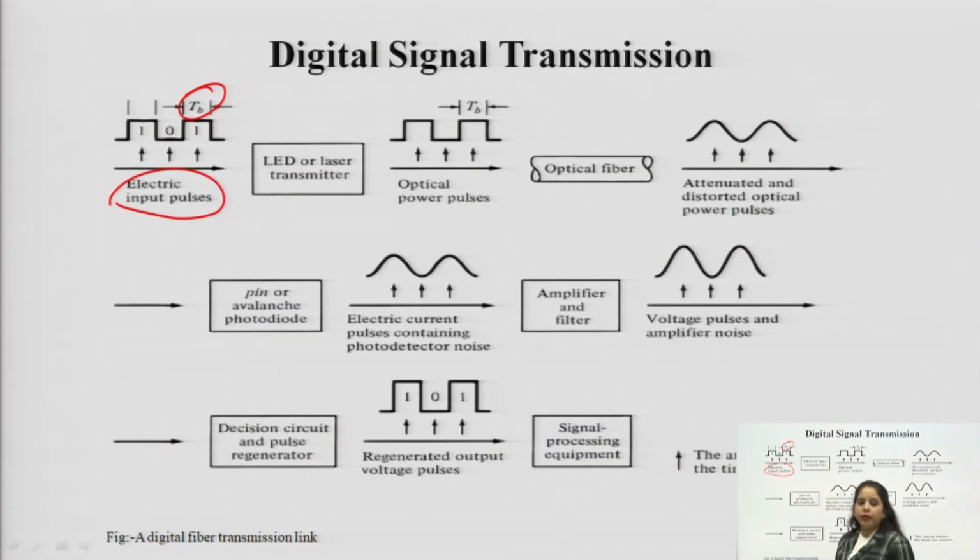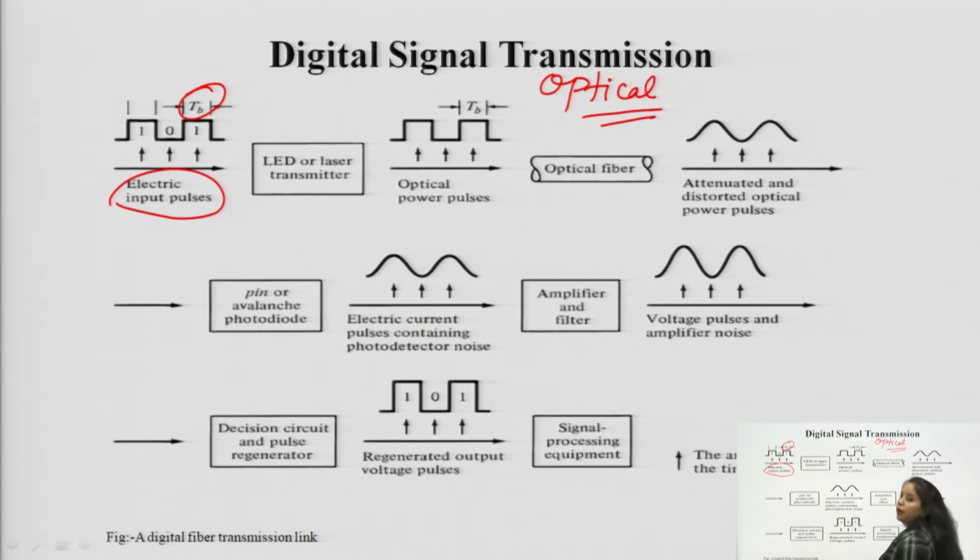If we have an optical signal transmission, we are talking here only about the optical one. So, we have to convert this electrical signal into the optical one. So, LED or laser is used. What is the function of LED or laser? The function of LED or laser is to convert the electrical signal into the optical one, and it is doing the same. Now the signal is again 1 0 1, but now it is an optical power pulse. It is in the form of an optical signal.